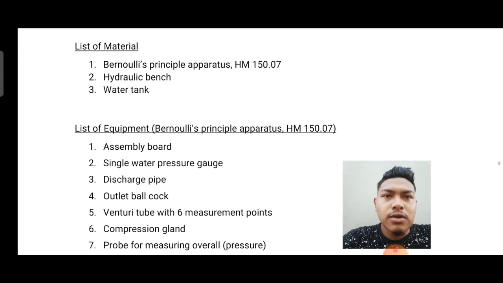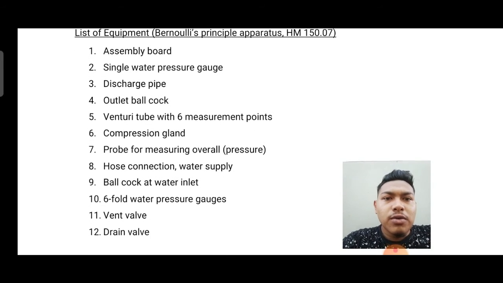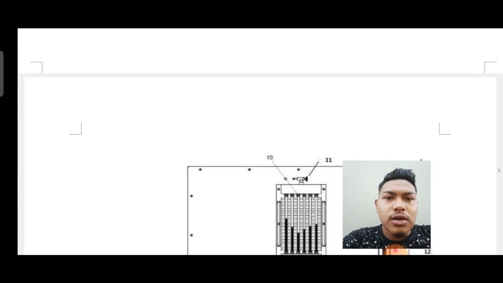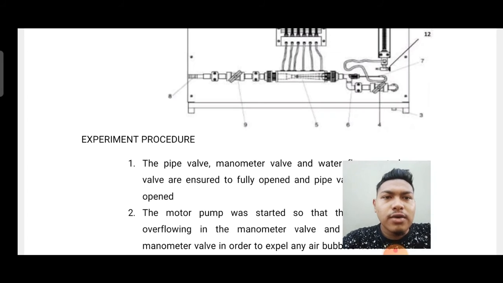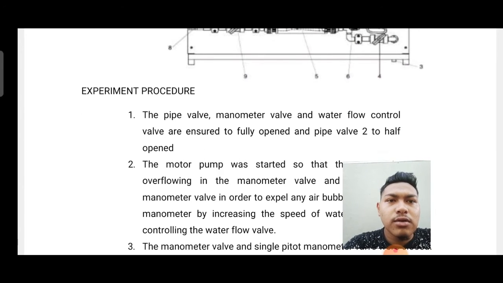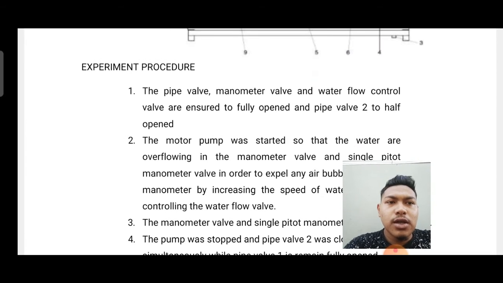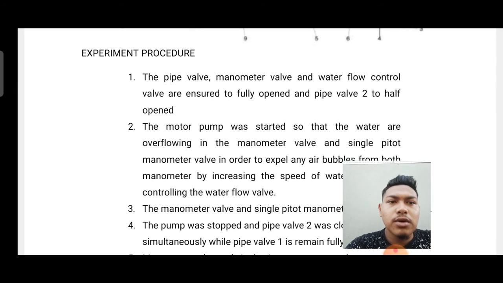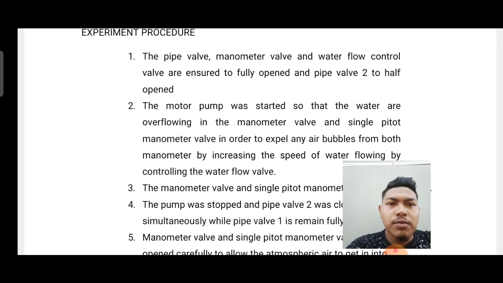As we see the list of materials and list of equipment, we go next to the experiment procedure. Firstly, the pipe valve 1 and the water flow control are ensured to be fully open and pipe valve 2 half open. Next, the motor pump was started so that water overflows in the manometer valve and single pitot manometer valve, in order to expel any air bubbles from both manometers by controlling the water flow valve.